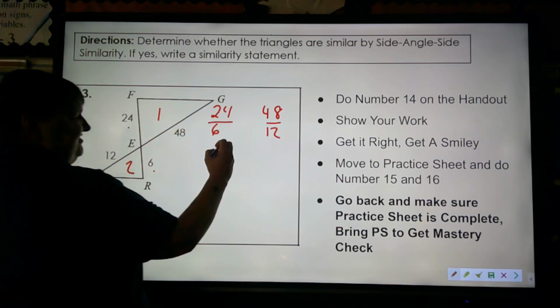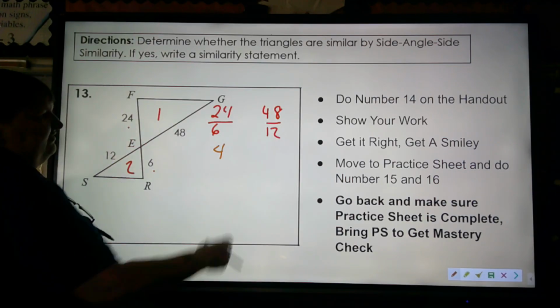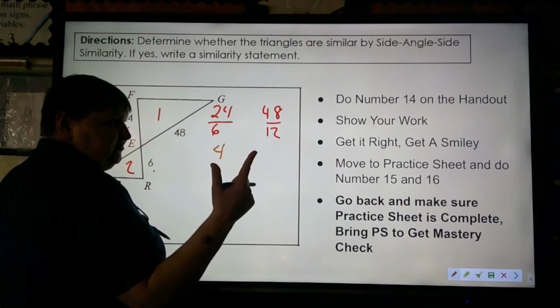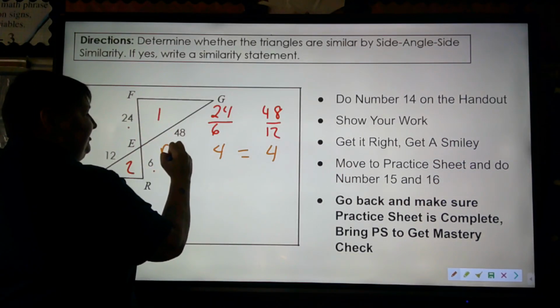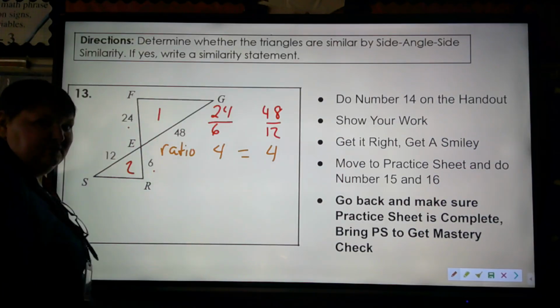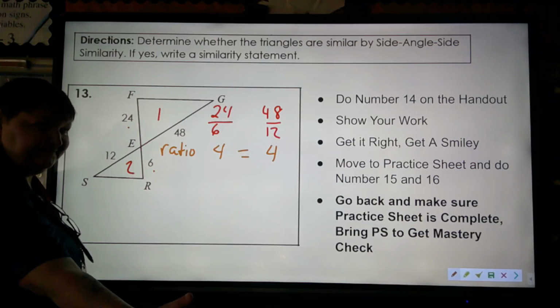24 divided by 6 is 4. Whole number. 48 divided by 12, 12, 24, 36, 48 is 4. 4 equals 4. So my ratio is good. My ratio is congruent, so I can keep going.